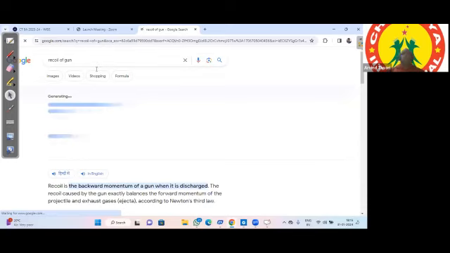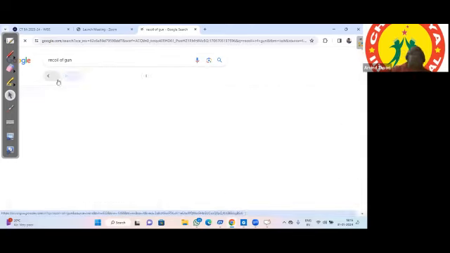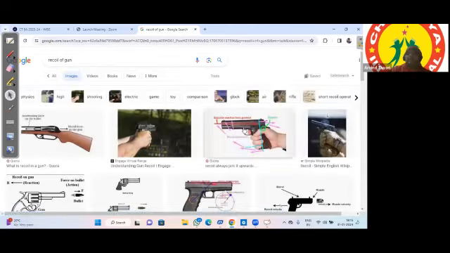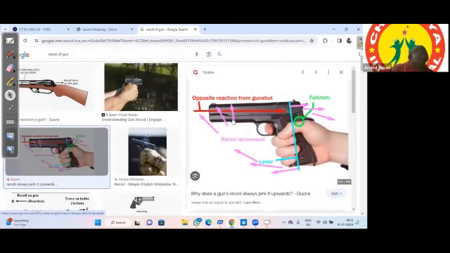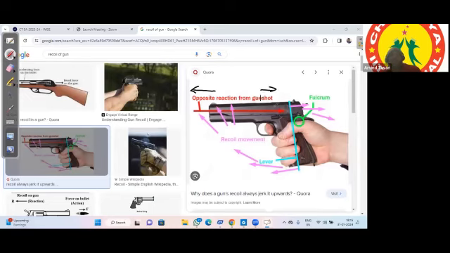See, recoil of the gun. So what happens here? If you fire the gun, your bullet will move in the forward direction. If the bullet moves in the forward direction, your gun will be pushed in the backward direction. So both will move opposite to each other so as to have the total momentum conserved.